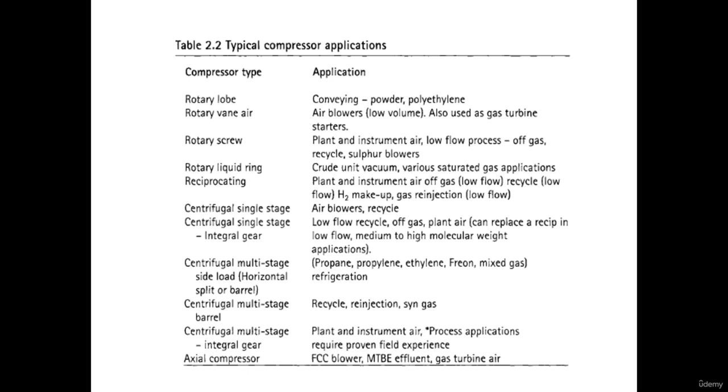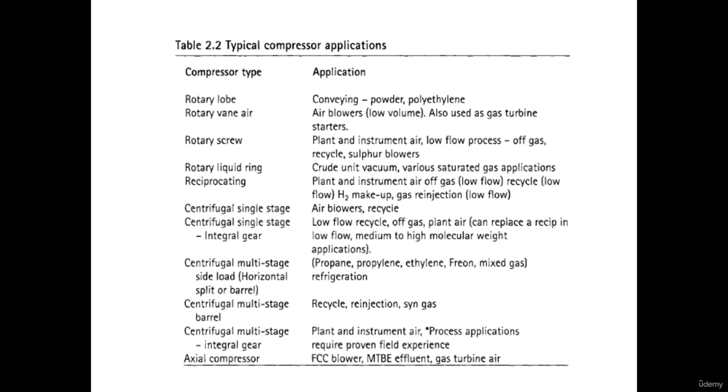The rotary screw is used for plant and instrument air compressors, low flow process gas recycle, and sulfur blowers. The rotary liquid ring is used in the crude unit vacuum to create a vacuum, and in various saturated gas applications. And reciprocating is used for plant and instrument air and gas, for low flow applications. If the demand is not too much, like in the range of 700 cubic meters per hour, then it is a reciprocating one.